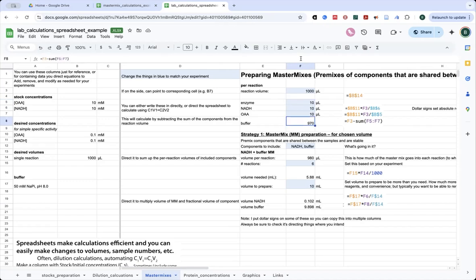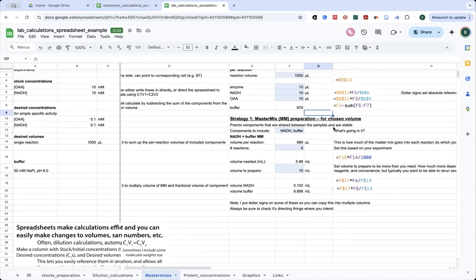Often this is going to be with a buffer or water. Here I have a buffer, and the amount of buffer per reaction is going to subtract the volumes of each of the components. So that is per reaction.